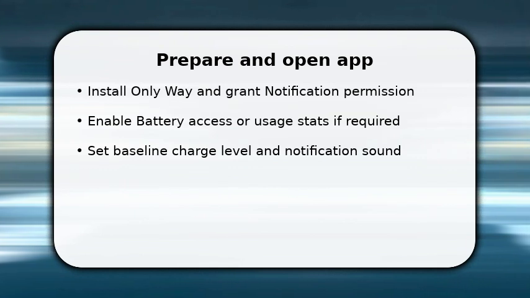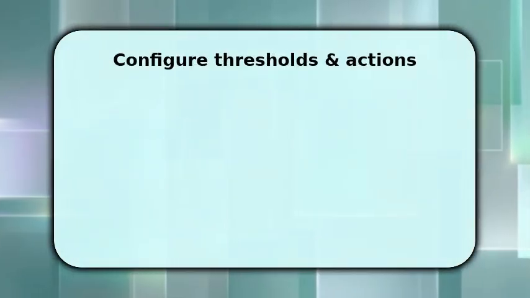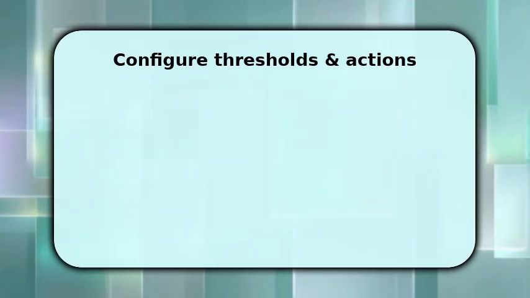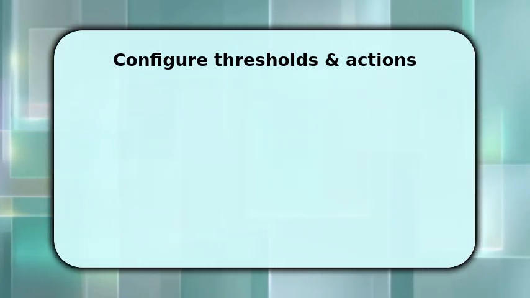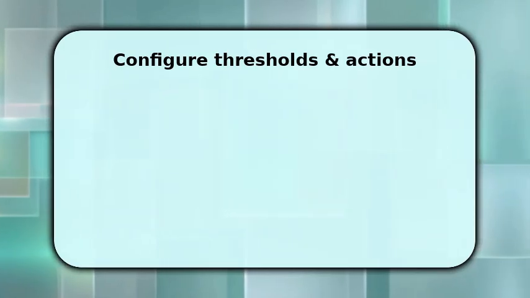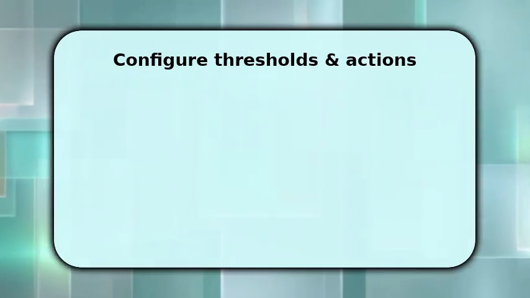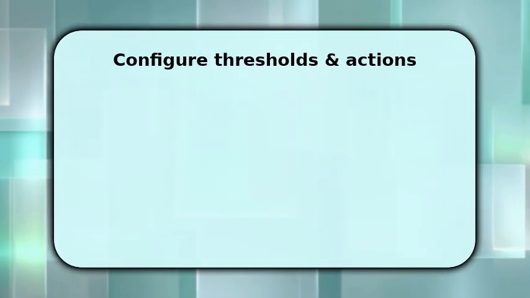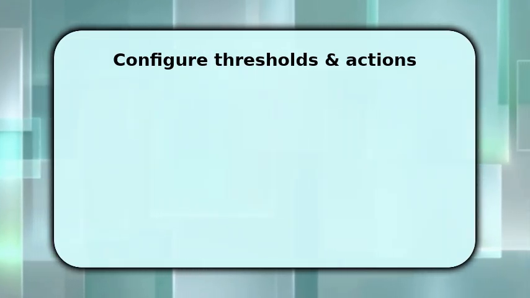You now configure thresholds and actions inside Only Way. First, create charge and discharge rules, such as notify at 80% to unplug and 20% to charge, because clear thresholds prevent overcharging or deep discharge. Then assign actions like sound, vibrate, or run a shortcut.